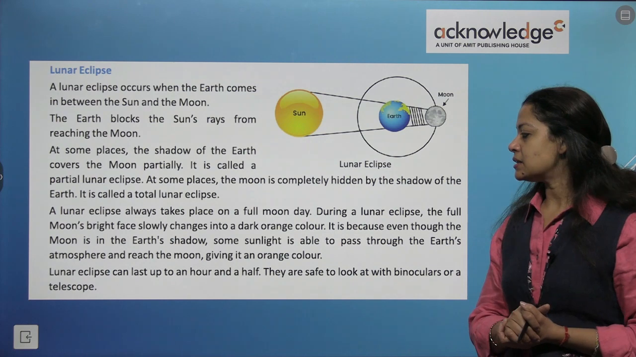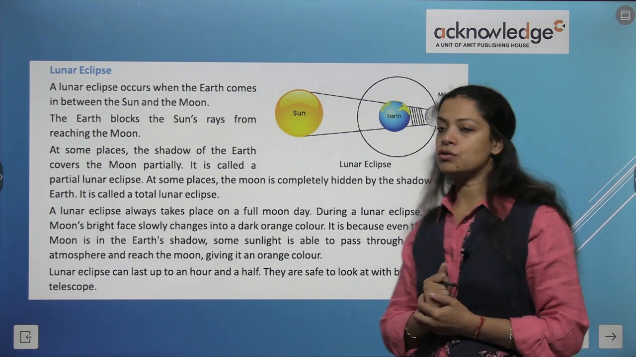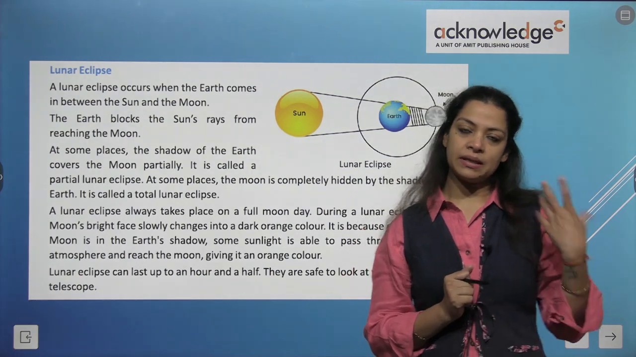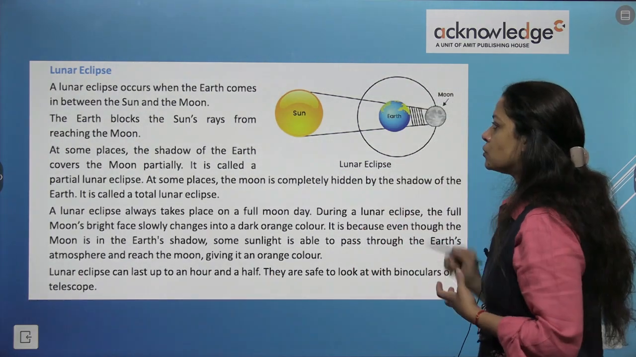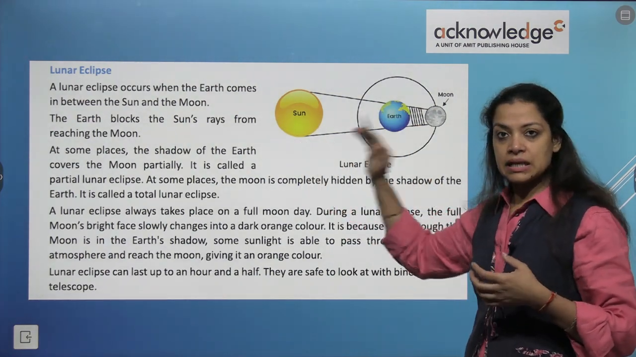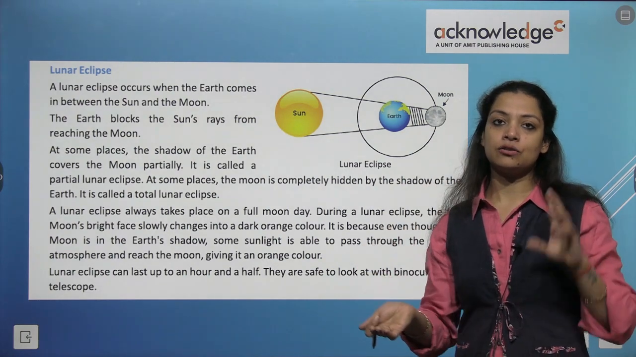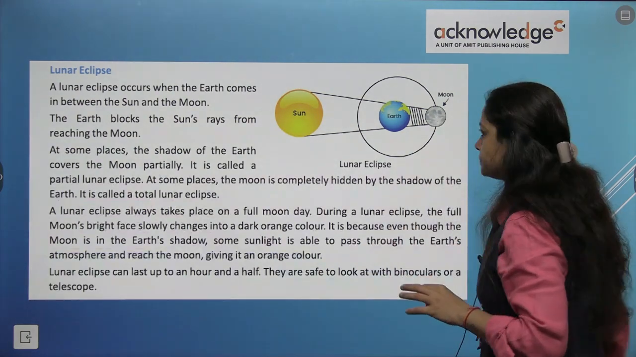Lunar eclipse can last up to an hour and a half. And they are safe to look at with binoculars or telescopes. So lunar eclipse आप देख सकते हैं, it is not as harmful. So this is called lunar eclipse. So when earth is coming blocking between sun and moon, it is called lunar. When moon is coming between sun and earth, it is called solar eclipse.